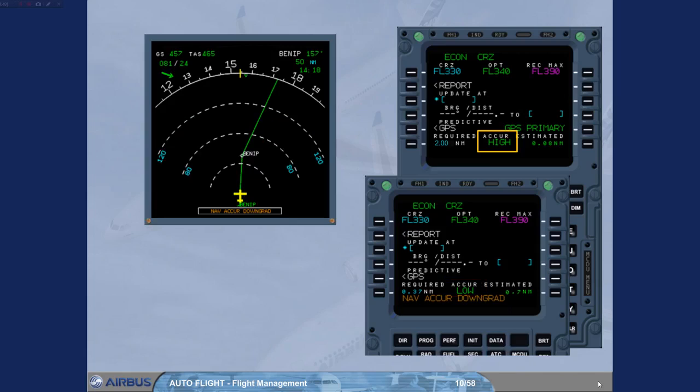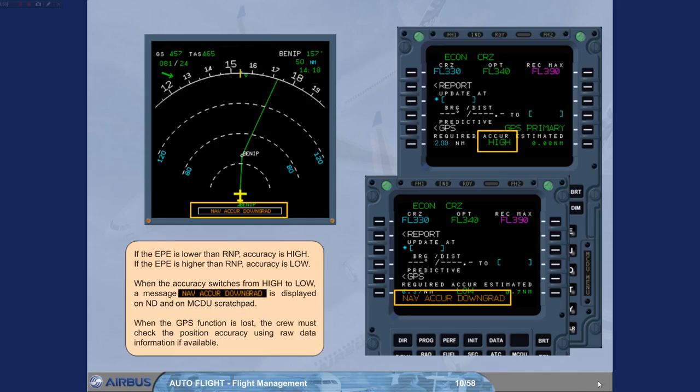When the accuracy switches from high to low, a message, NAV ACCUR DOWNGRADE, is displayed on ND and on MCDU scratch pad. When the GPS function is lost, the crew must check the position accuracy using raw data information if available.